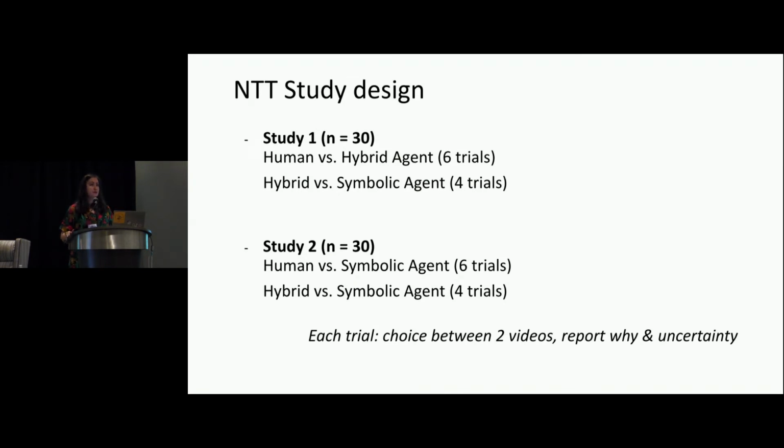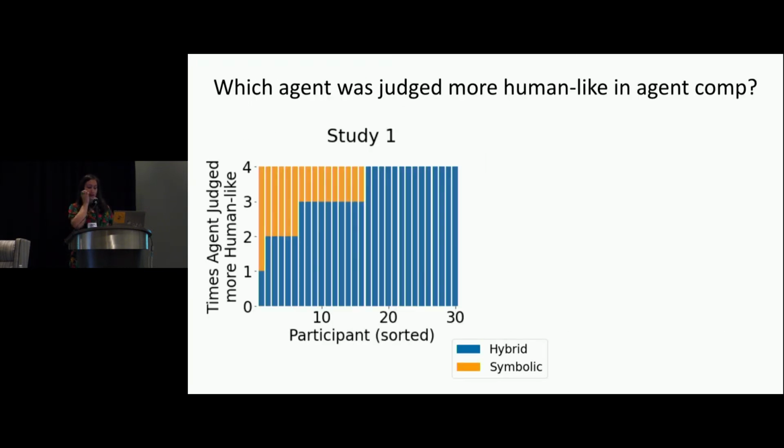In the first study, and we replicated this with much higher Ns, we had 6 trials for human versus hybrid agent and 4 trials for the 2 agents versus each other. In the second study, we had 6 trials for human versus symbolic agent and 4 trials for the 2 agents versus each other. And these are different populations. As you can see here, in the 4 questions, for every one of those 30 participants, you can see how often they said the symbolic was more human-like and how often they said the hybrid was human-like. As you can see very clearly, hybrid is the winner.